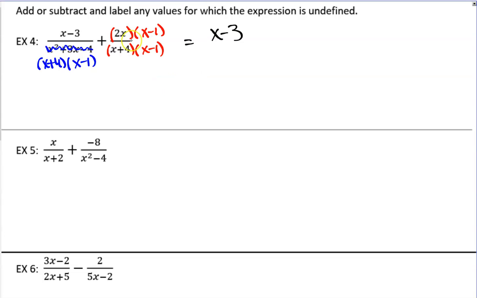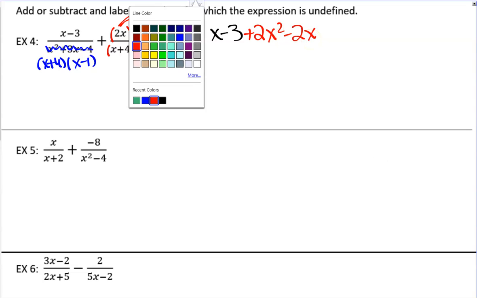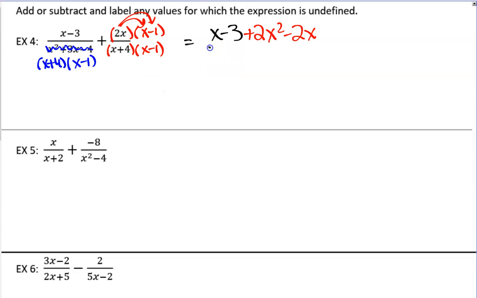My second one, though, got multiplied. So 2x times x is going to give me a positive 2x squared. And then 2x times negative 1 gives me minus 2x. All right, over our common denominator, which is x plus 4 and x minus 1. Remember, once the denominator is the same, there's no changing it. It will always be x plus 4, x minus 1.